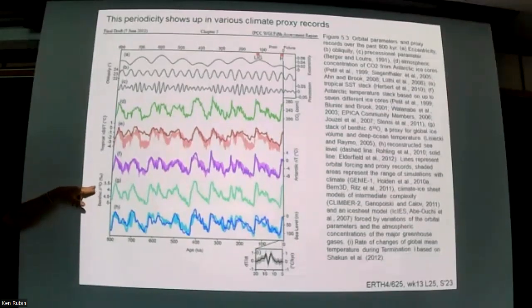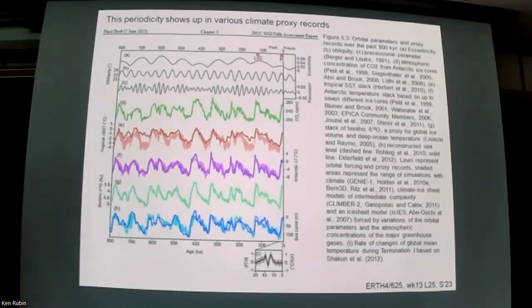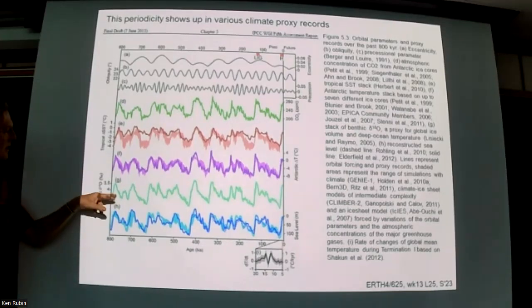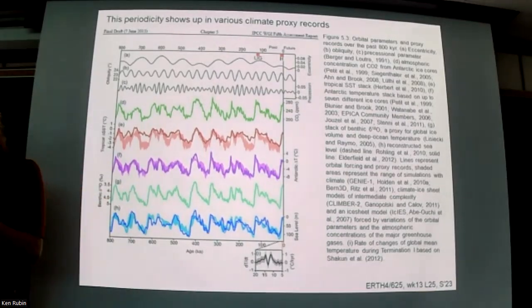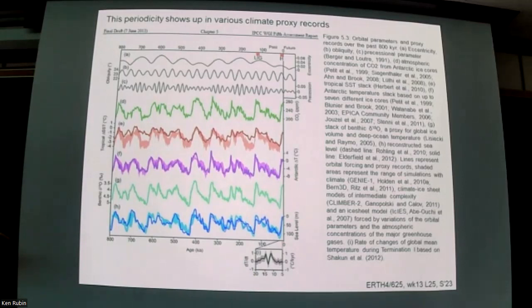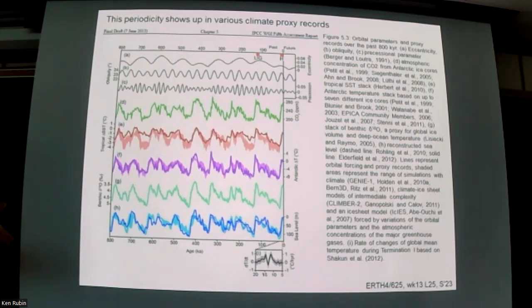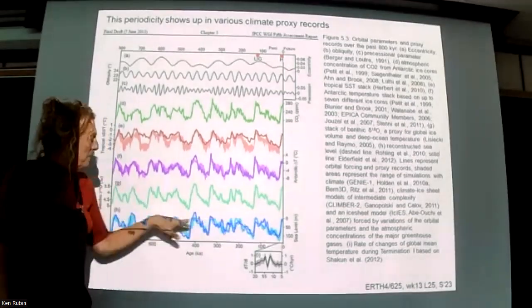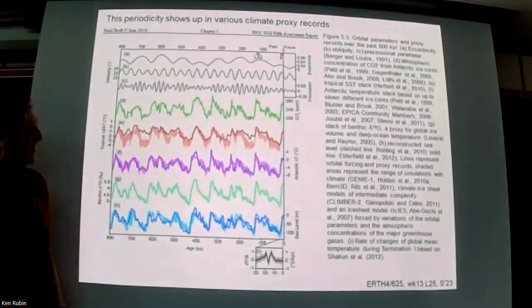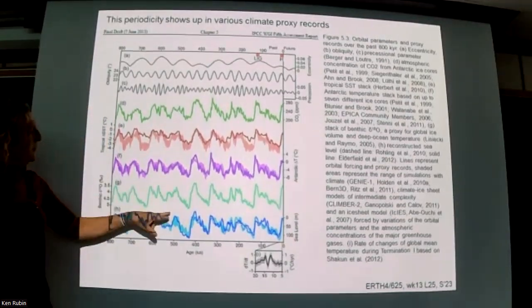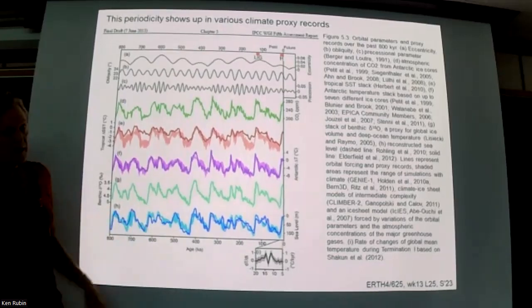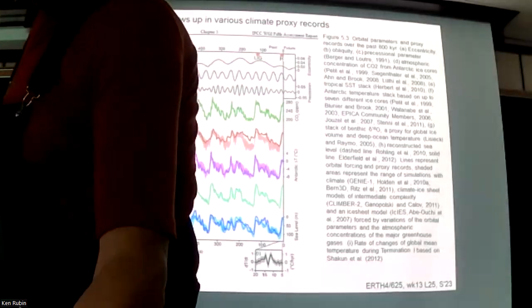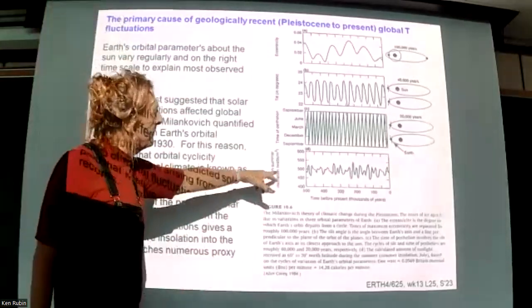This is benthic delta oxygen-18. Benthic means the deep ocean. So these are variations in the deep water mass oxygen isotopic composition of seawater as recorded by shells of organisms living there. And this is a record, a couple records, two different records of sea level. And what you can see in all of them is these same wiggles. And these wiggles are very closely matched by this pattern.